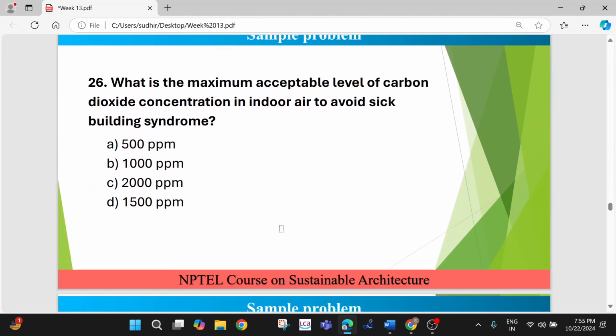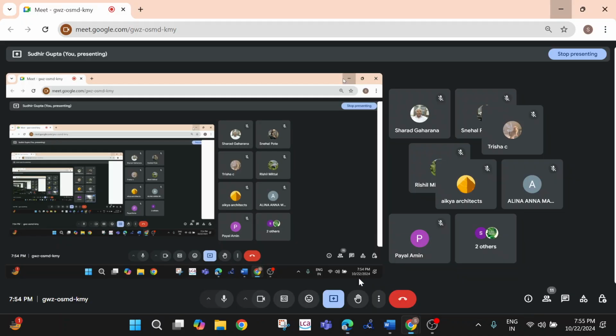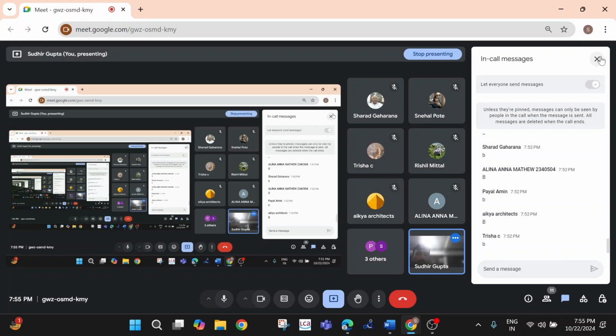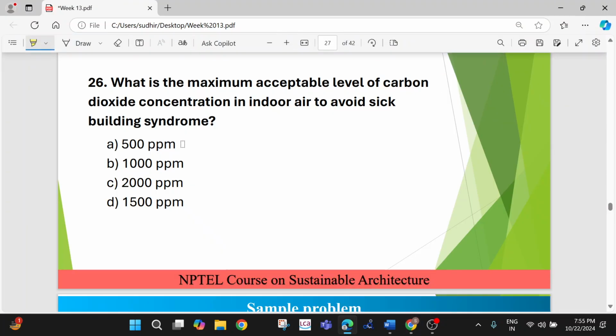Here is the 26th question. What is the maximum acceptable level of carbon dioxide concentration in indoor air to avoid sick building syndrome? 500 ppm, 1000 ppm, 2000 ppm, parts per million that is, and 1500 ppm. Yeah, so it is a very straightforward question.